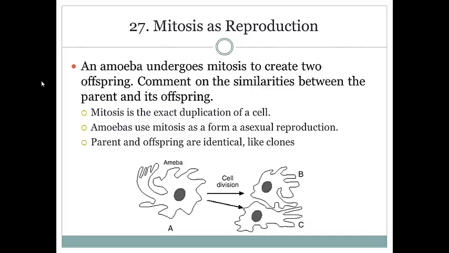So in the picture here, we start with amoeba A, and at the end of the cell division, we have amoeba B and C. So mitosis is just making a carbon copy. It's the exact duplication of a cell. Amoebas use mitosis as a form of asexual reproduction. So because this is asexual reproduction, the parent and the offspring are identical, like clones.